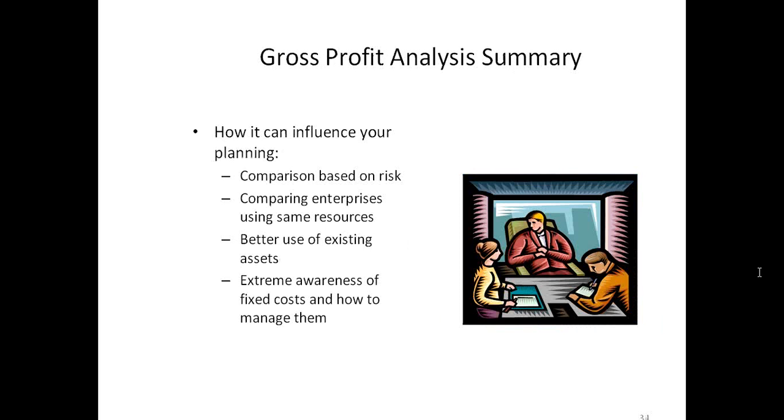So, on the positive side, just a quick summary of the gross profit analysis, some things it works well for. One is comparison of risk. You get a good comparison when you're evaluating two different enterprises and looking at how much return there is for that particular enterprise toward covering your overhead costs, and you can evaluate using the same resources. You've got the land base and your fixed costs. What enterprises in your particular situation best utilize the resources you have on your farm or ranch, and what are your strategic advantages? Then you have a good understanding of what those assets are and what kind of return you're getting, and of those fixed expenses and ways to manage them.